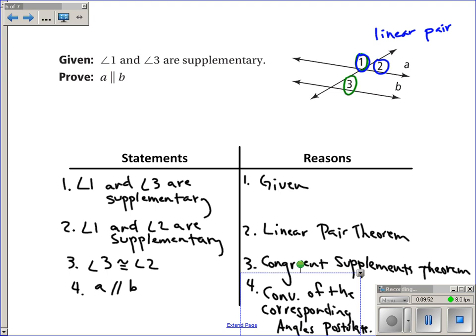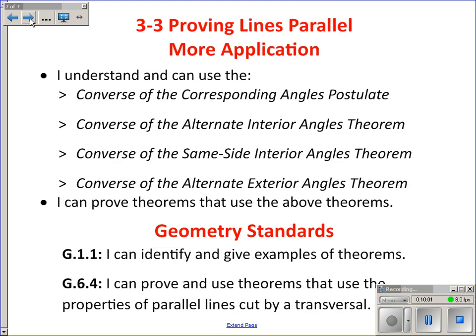So here's the proof of proving that A and B are parallel when we know something about angles being supplementary. I hope that helped clarify and help you understand the ideas that are covered in section 3-3.